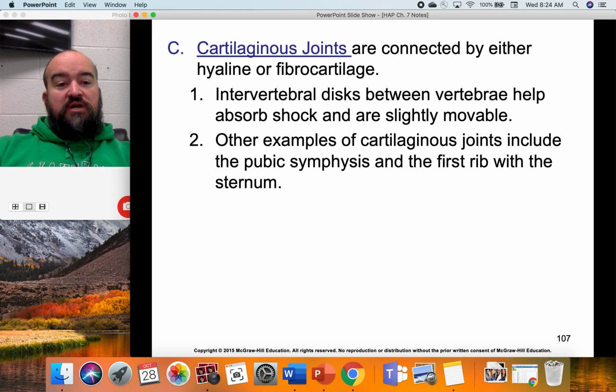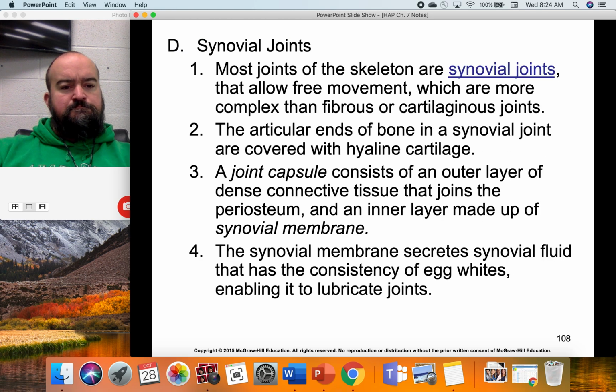Cartilaginous joints are held together by cartilage, either hyaline or fibrocartilage. The intervertebral discs that exist between each of the vertebrae are examples of these cartilaginous joints, and also the symphysis pubis, where the two pubic bones meet in the front of the pelvis.